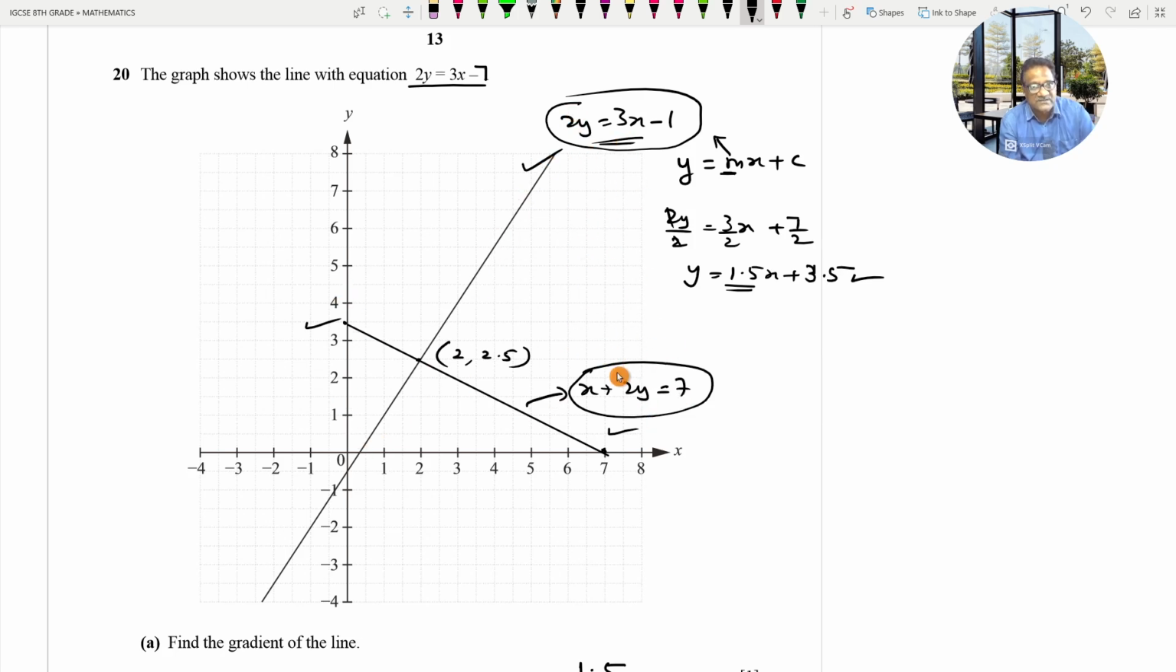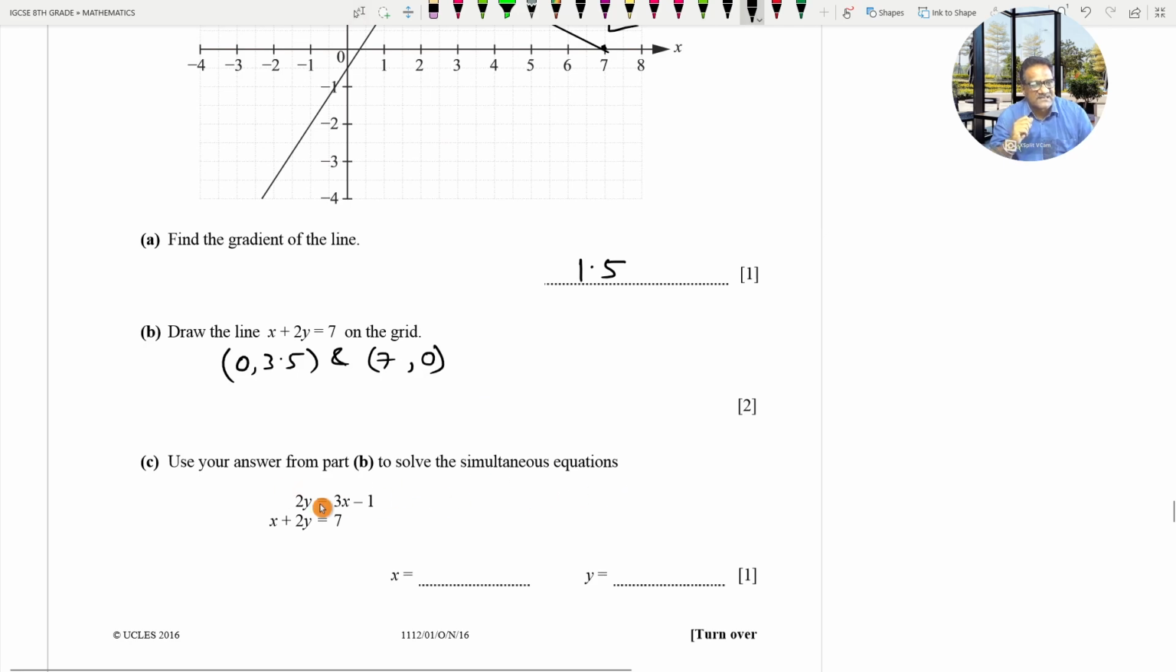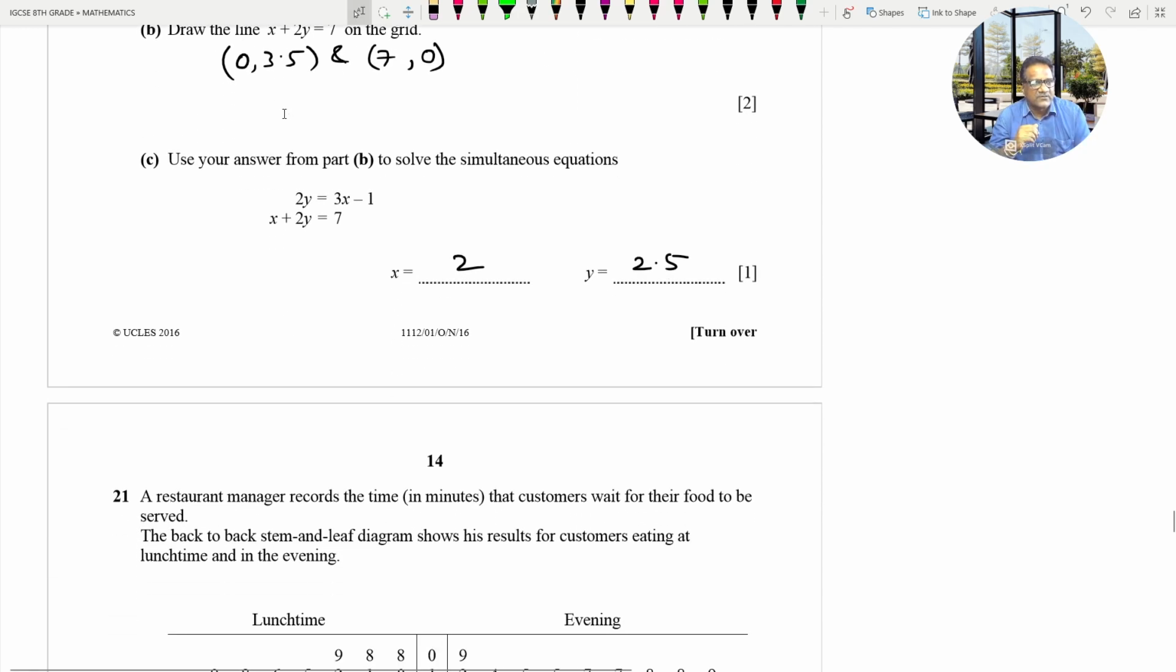The solution of these two simultaneous equations will always be the point of intersection of these two lines. So this is the point of intersection of these two lines. If you read out the coordinates of this point, it will be 2 comma 2.5. So this 2 and 2.5 happens to be the answer for the simultaneous equations. So x equal to 2 and y is equal to 2.5. This will be the answer of the simultaneous equations 2y equal to 3x minus 1 and x plus 2y equal to 7. This is known as graphically finding the answer to the simultaneous equations. You have to just see the point of intersection of the two lines. So that was question number C.